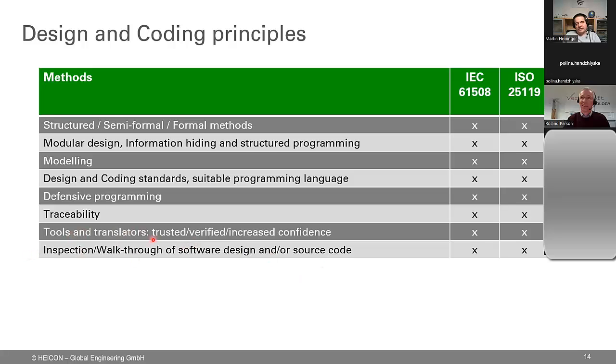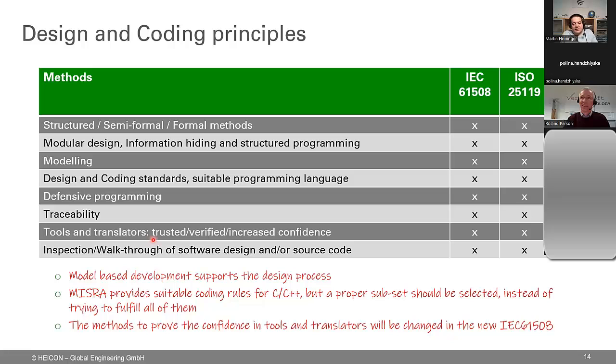The point before is tools and translators are trusted, verified, increased confidence from use. This is the tool qualification packages we see in the next table, in a more detailed one. But even here we have tools already for design and coding rules verification. And there are justifications or tool qualification packages necessary depending on the criticality of your system, but it's the same in all standards.